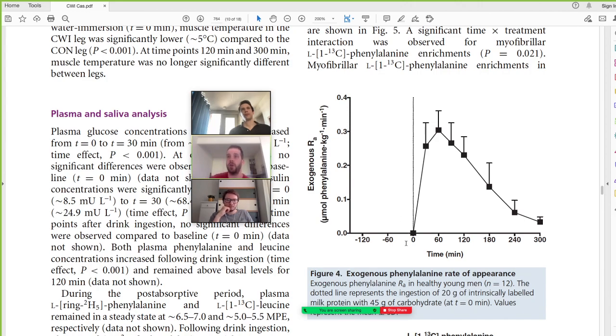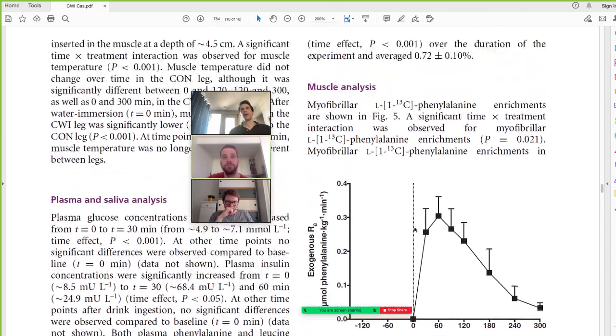We also know protein intake stimulates muscle protein synthesis. For that, you need the amino acids to become available to be used by the muscle, and that's also what we found in this study, and that's representative in this figure.